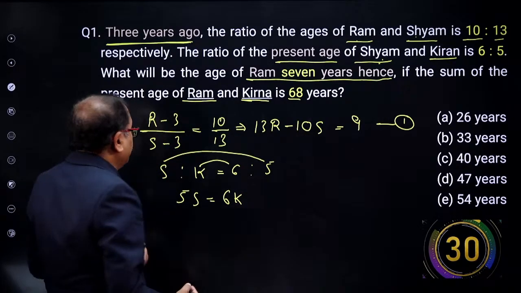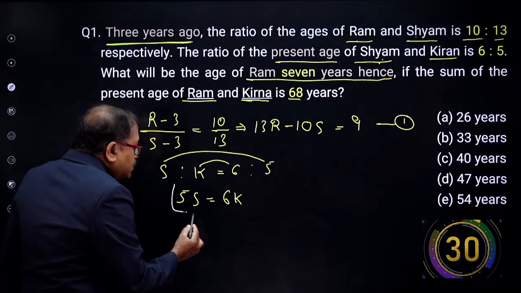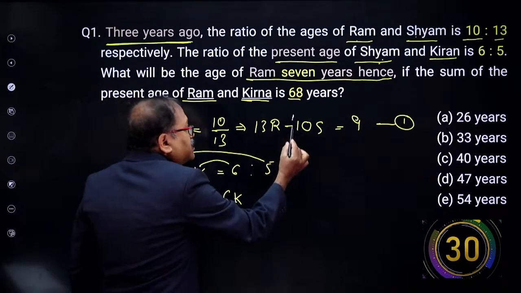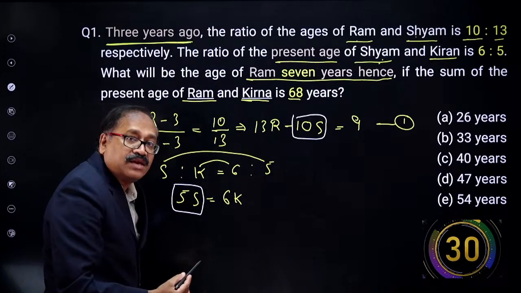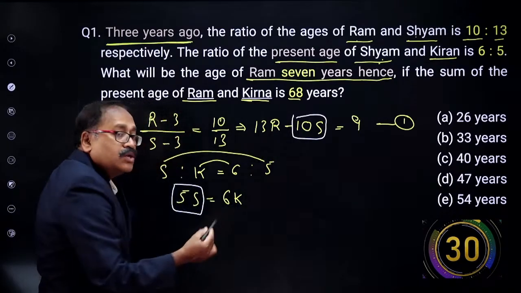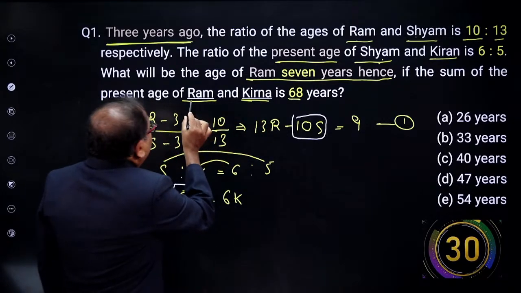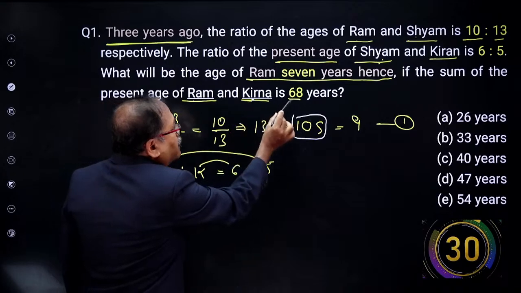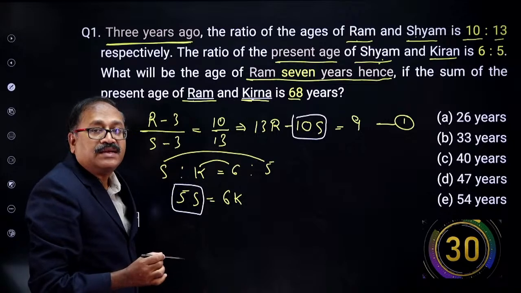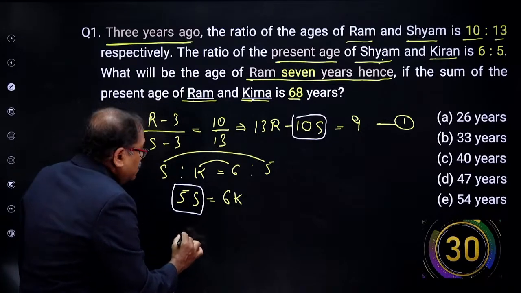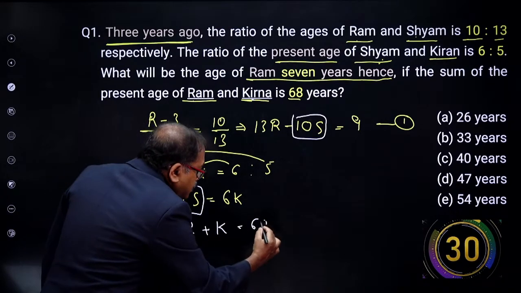Now, I would like to bring one piece of information to your notice: can you see that this is 5S and this is 10S? If 5S is 6K, then 10S will be 12K. So, what is the use of it? Look at this part here. We have the Ram and Kiran sum of the present age, which is already given to us as 68. That means we have R plus K, which is 68.